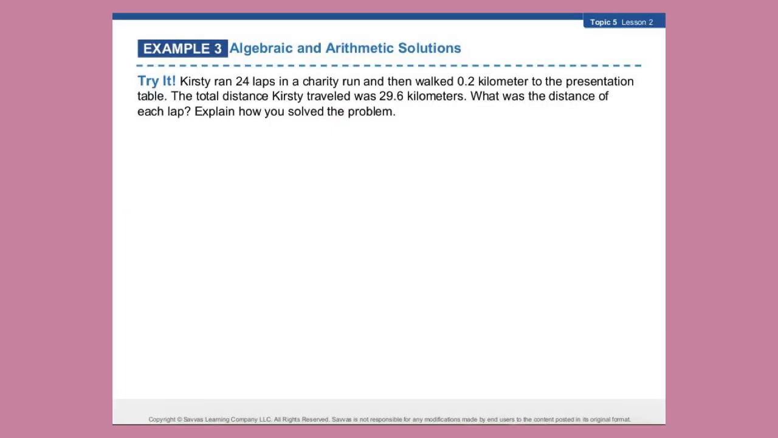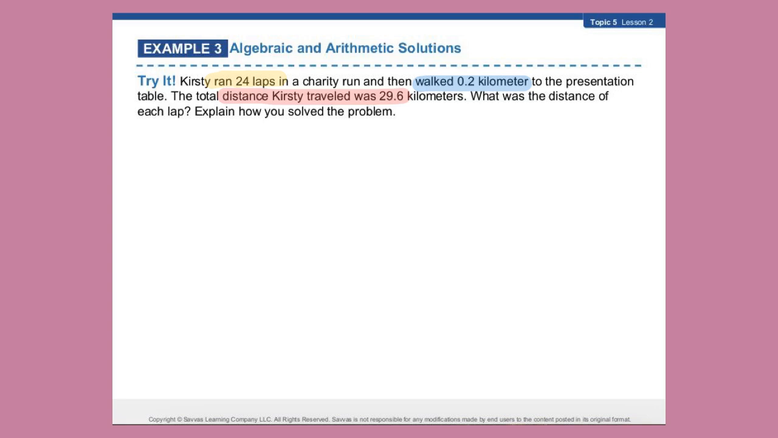All right, this is the Try It on the bottom of page 271. I'm going to help you get it set up, and then I'm going to expect that you are going to solve this one by yourself. All right, Christy. Christy ran 24 laps in a charity run and then walked 0.2 kilometers to the presentation table. The total distance was 29.6 kilometers. What was the distance of each lap?